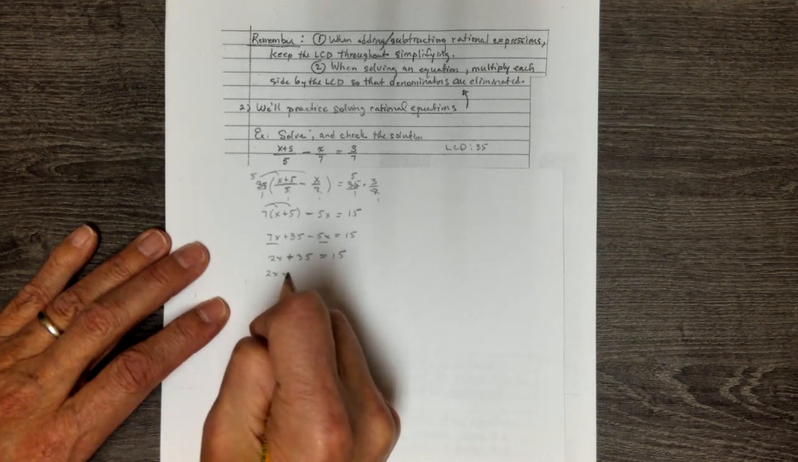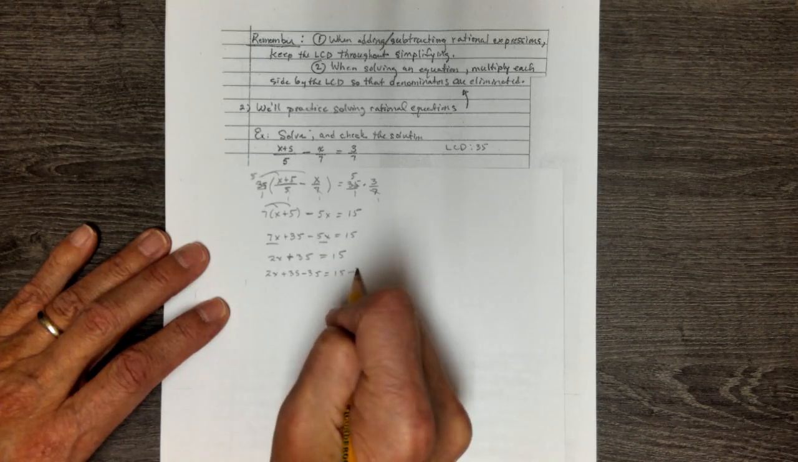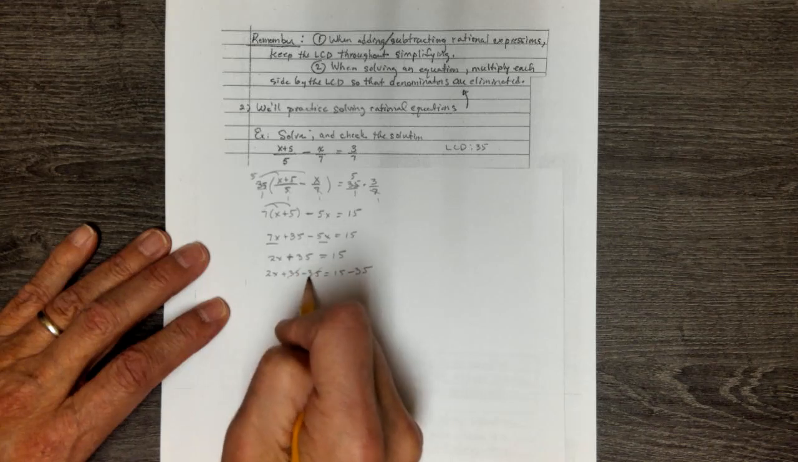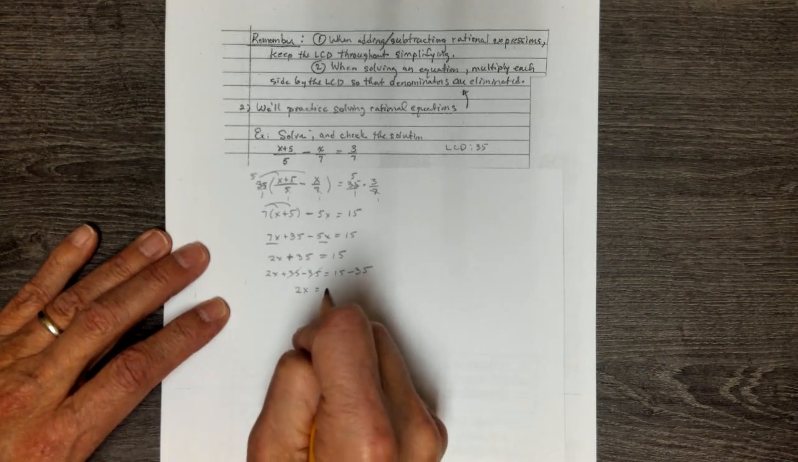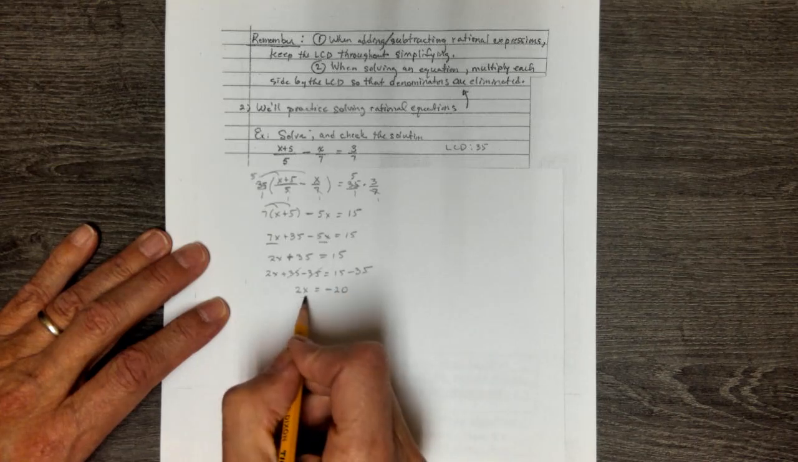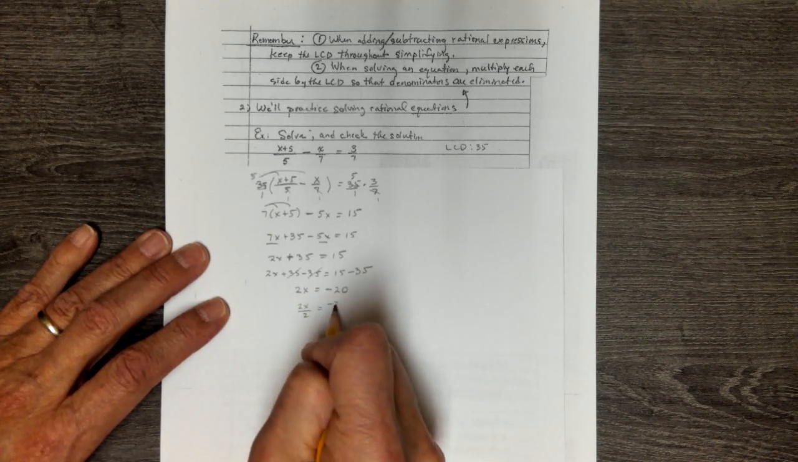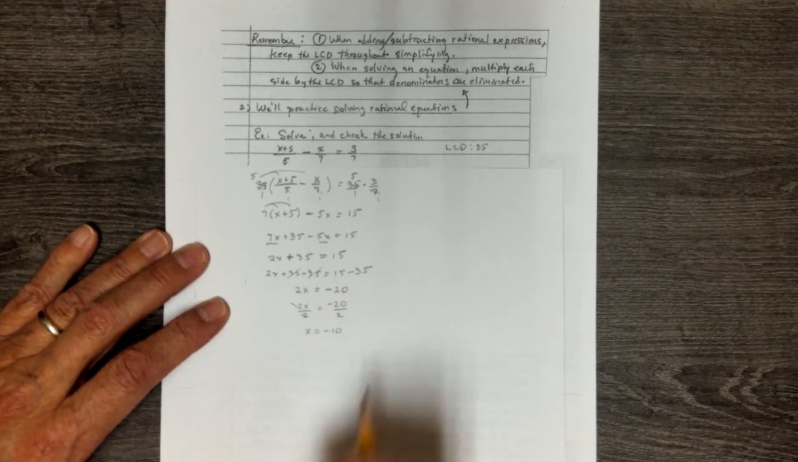So 2x plus 35 minus 35 equals 15 minus 35. But remember, whatever you do to one side of the equation, you have to do to the other. And that gives me 2x, and 15 minus 35 is negative 20. Now I'm going to get rid of the 2 that's times the x by dividing by 2, both sides. And I get x is equal to negative 10.